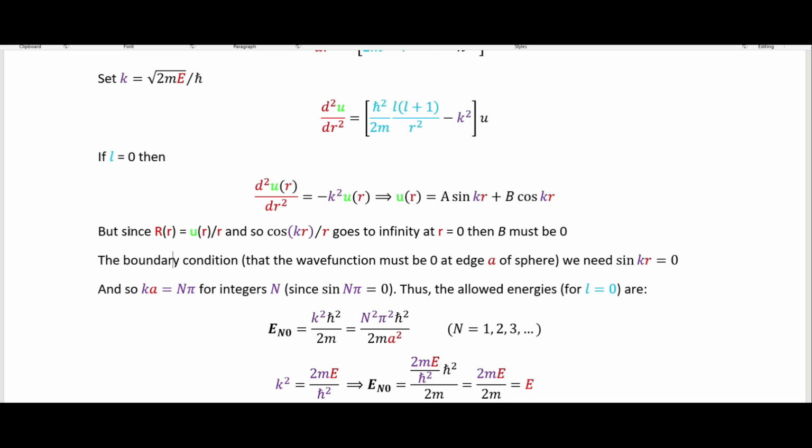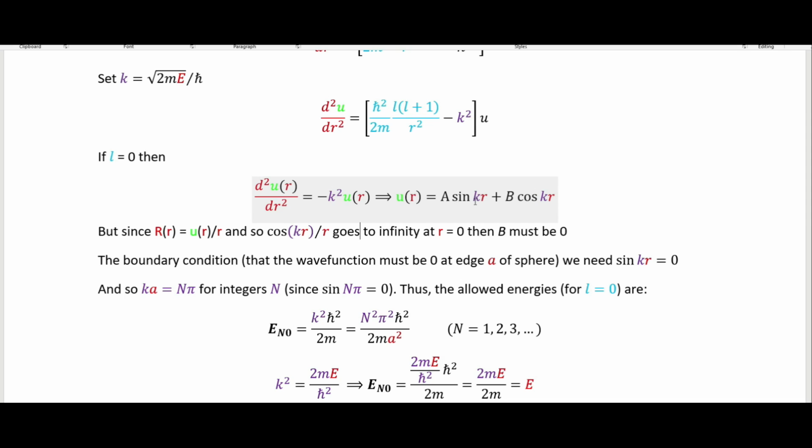But since our U here is defined with this divided by r here, because what we're actually trying to solve for is this r. We've just made this substitution, but this means that this cosine of kr is actually cosine of kr over r, since we are using this u here as our function. And so cosine at r equals 0 is 1, but dividing by 0 makes it blow up to infinity at r equals 0. So B must be 0.